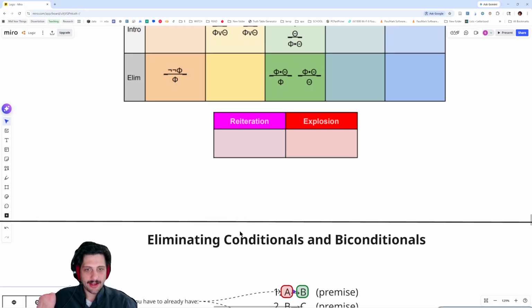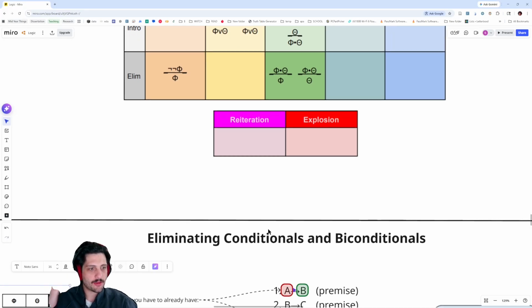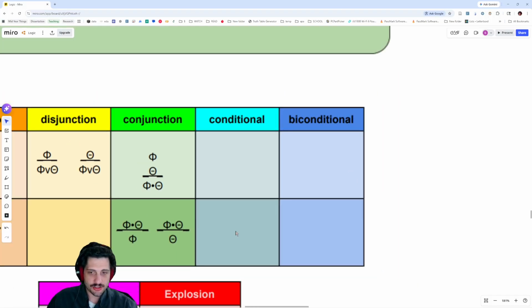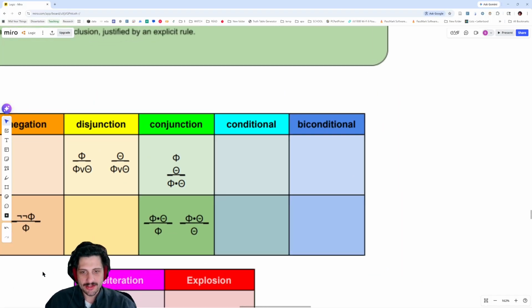So today we're going to be adding more rules to our tool belt. We're going to add another 4 rules, and specifically we're going to add the 4 rules for conditionals, right? How do we introduce them? How do we eliminate them for both conditionals and biconditionals? So let's start with an example.